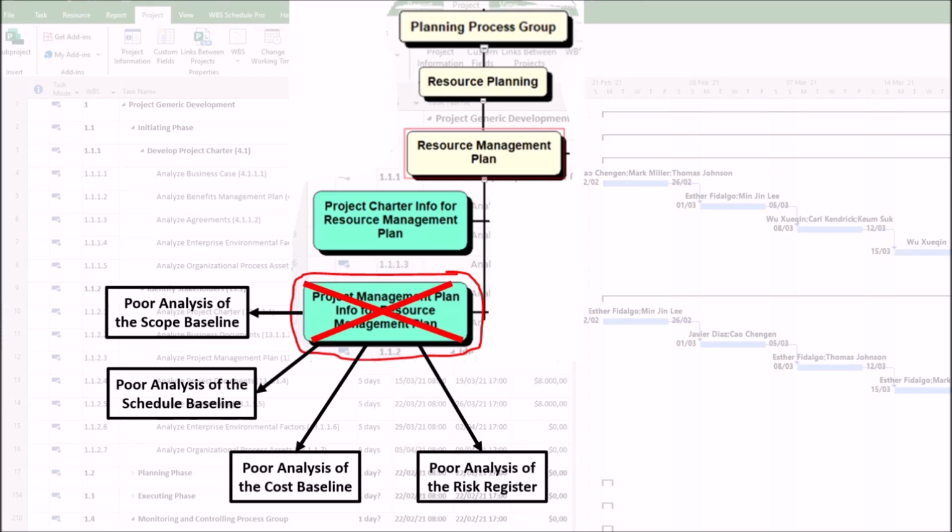4. Poor analysis of the risk register. Insufficient risk register analysis can result in a fragile and non-resilient plan. A resource plan that ignores risks is naive and can result in the following problems. First, lack of mitigation strategies.